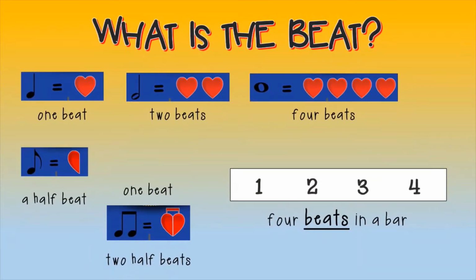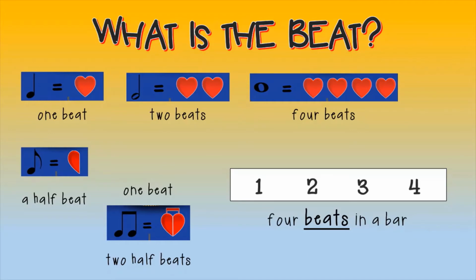If we have a look at them, the first one, the one beat, looks a little bit like a golf club. It just has one beat. It's called a crotchet. Ta. The next one is called a minim. It looks like the golf club with a little hole in it. It's worth two beats. Ta ta.